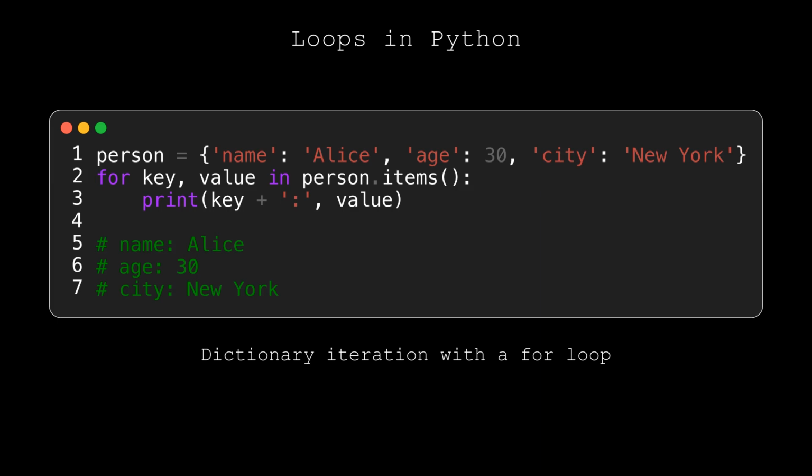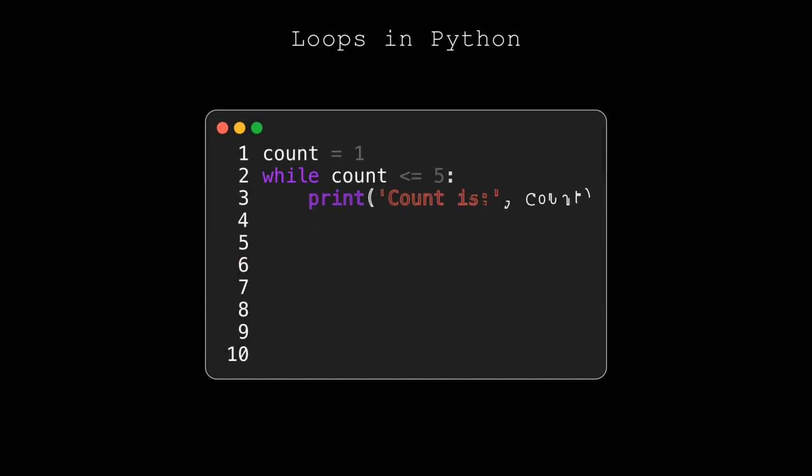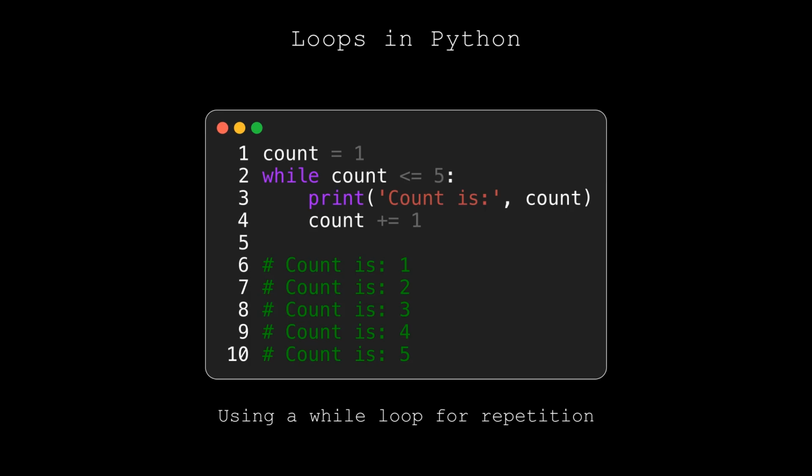In this example, a while loop is used to repeatedly execute a block of code as long as the condition count <= 5 is true. It prints a message with the current count and then increments the counter by 1, stopping when the condition fails.